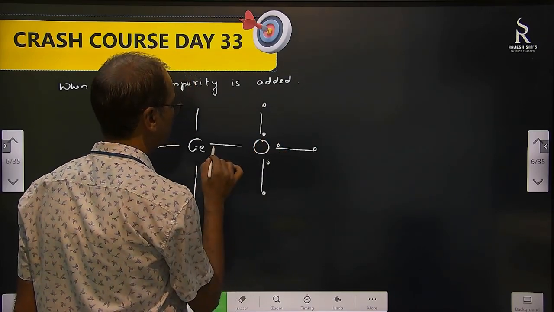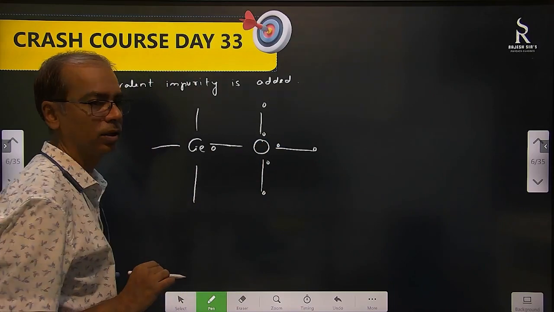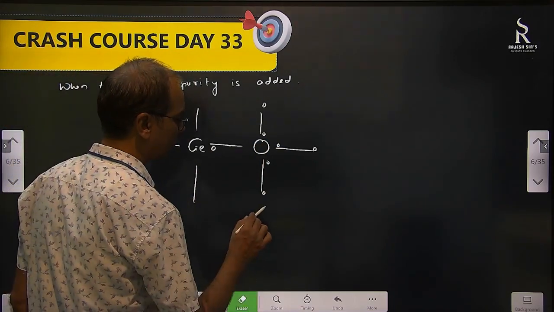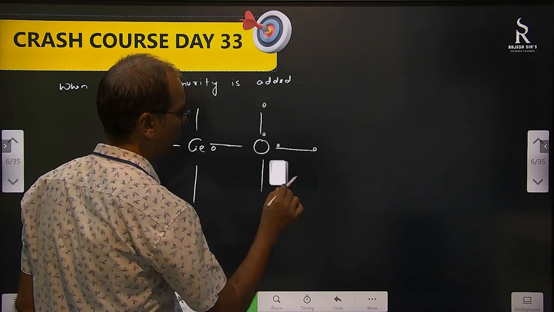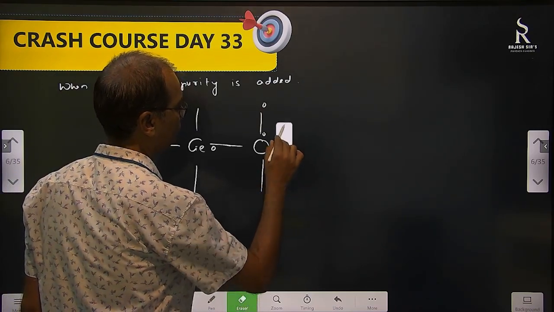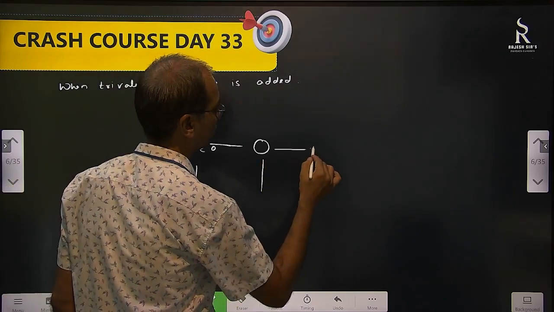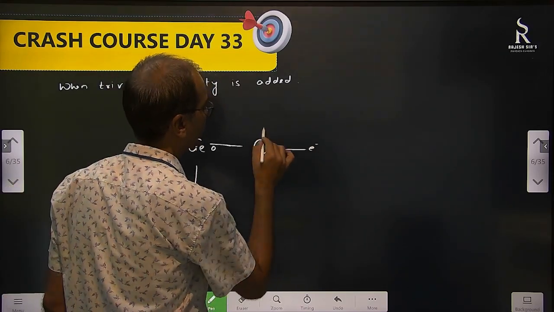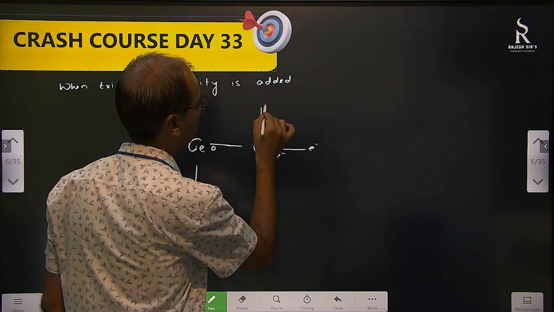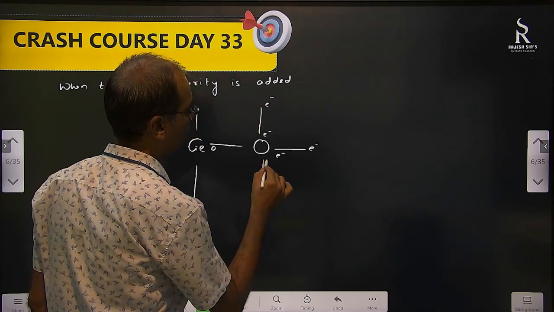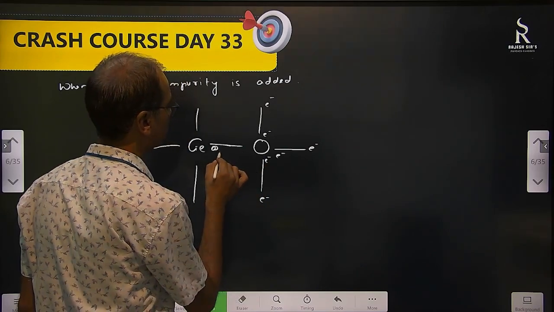But now here electron is there, but here electron is not there. Electrons I should show, right? Holes I should not show, because if I am showing holes, then you can have confusion. So let's show the electrons. Here is electron, here is electron, here is electron, and here is electron. Here electron, and here electron. But here electron is not there.